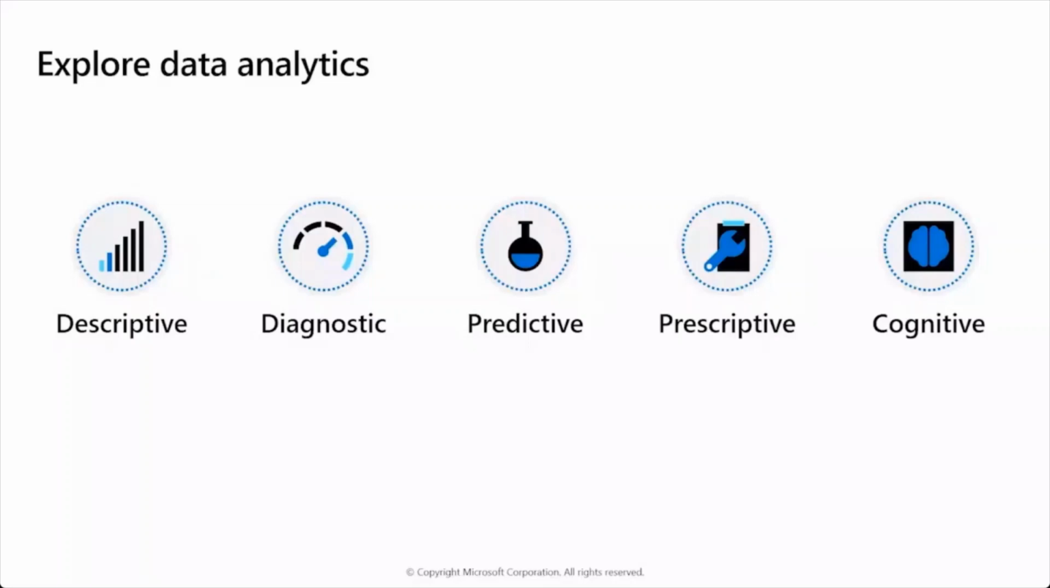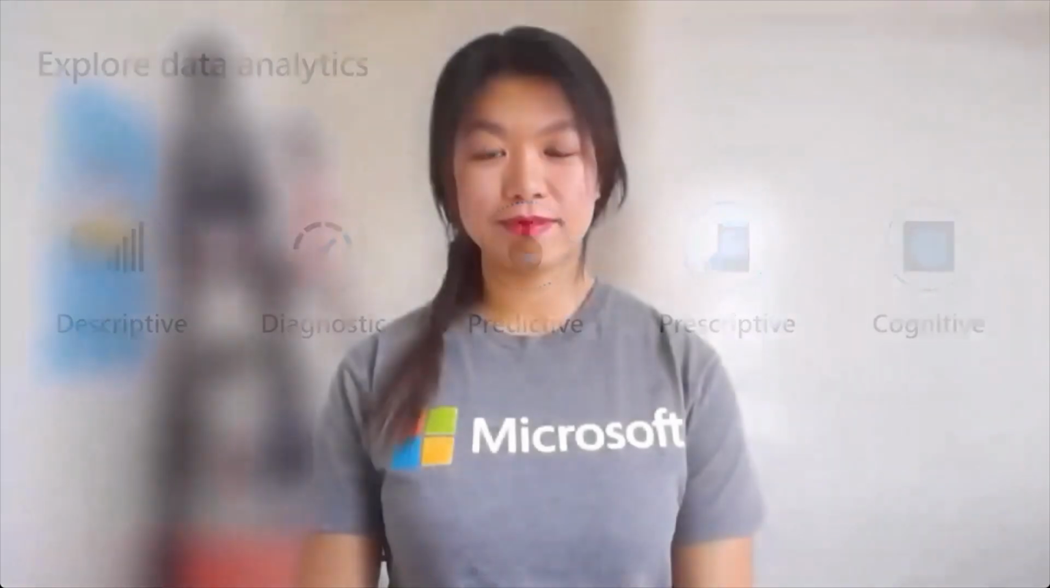So cognitive analytics really helps you to learn what might happen if circumstances change and how you might handle these situations differently. And that's it for Module 1. So we just had a look at some core data concepts, relational data, non-relational data.